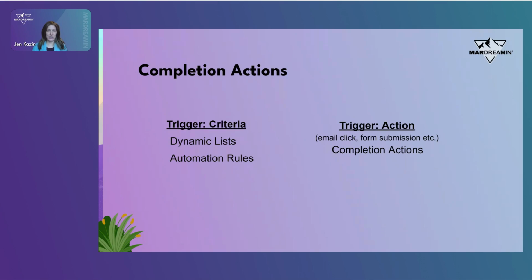I was talking a little bit earlier about triggering. For dynamic lists and automation rules, the trigger is criteria, whereas completion actions are triggered by actions like email clicks, form submissions, etc.